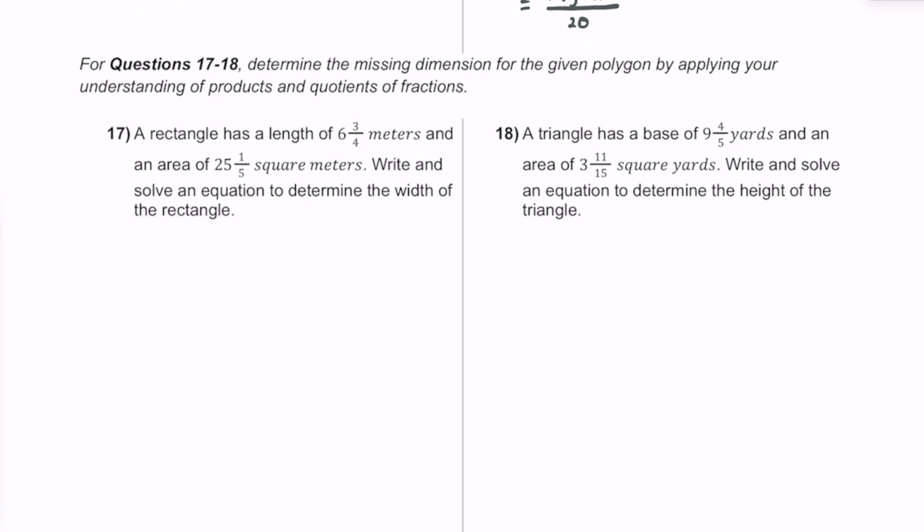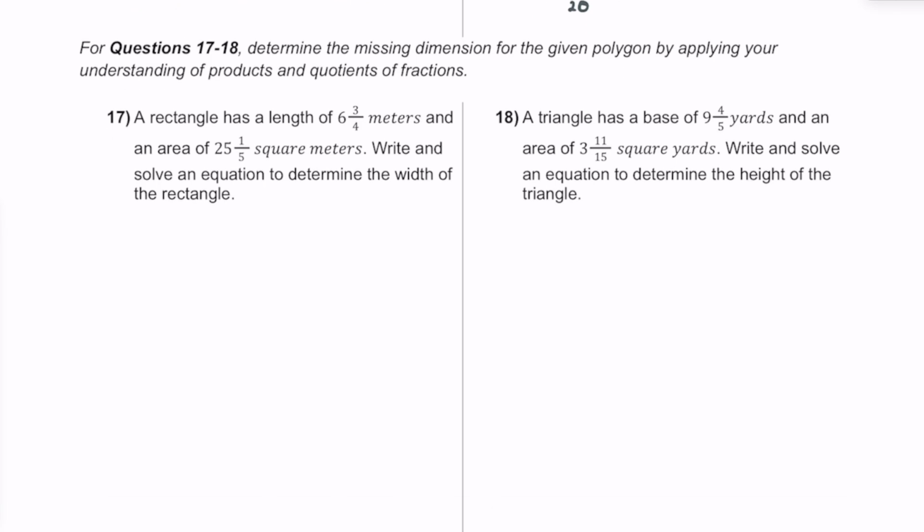This time we're going to be looking at some geometry. So for number 17, we have a rectangle that has a length of 6 3/4 meters and an area of 25 1/5 square meters. Write and solve an equation to determine the width of this rectangle. Okay, so for rectangles, and we're dealing with area, area is equal to length multiplied by the width.